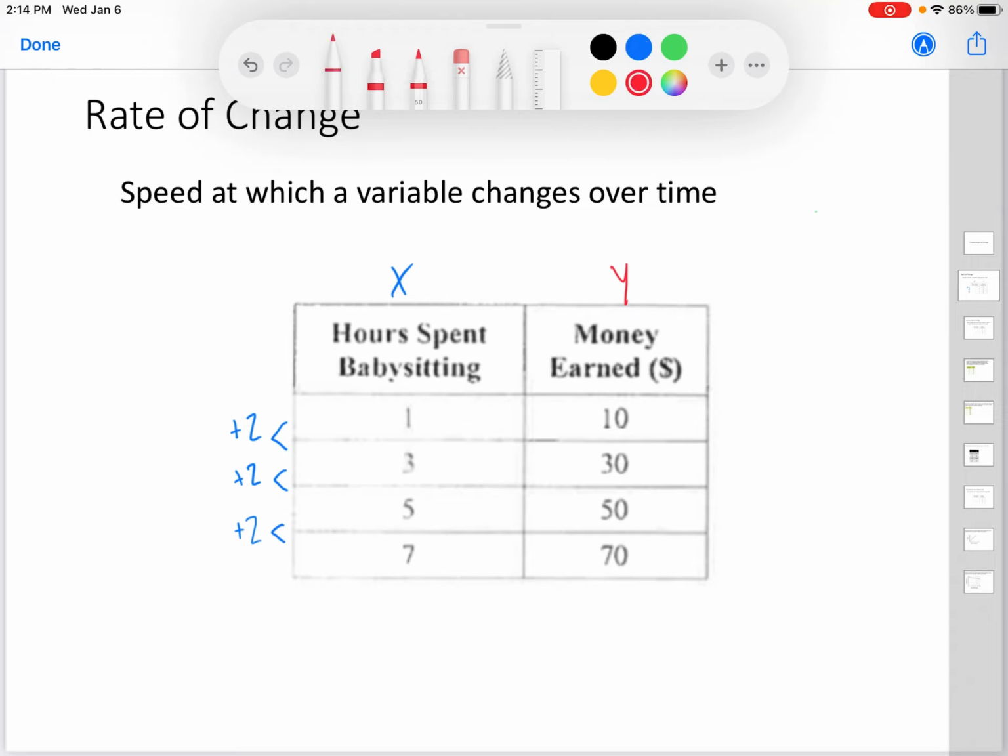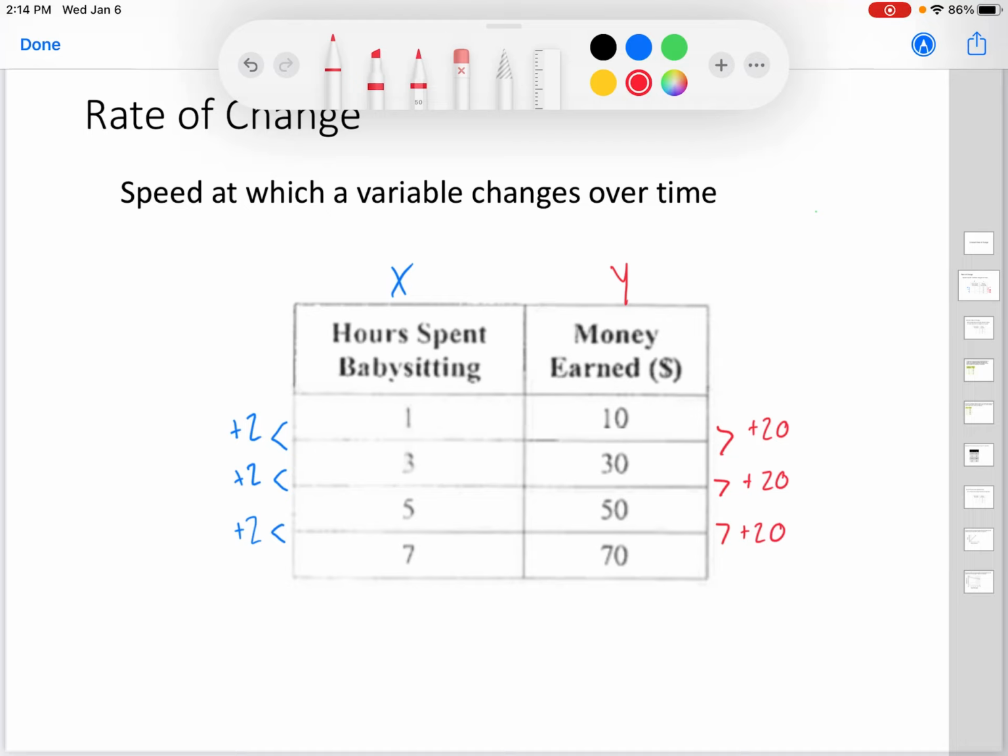Now, if we look at our y values, we're going to do the same thing. We're going to look at the difference in each one of these. So from 10 to 30, we're going up 20, so positive 20. 30 to 50, up 20, so plus 20. 50 to 70, up 20, so plus 20.